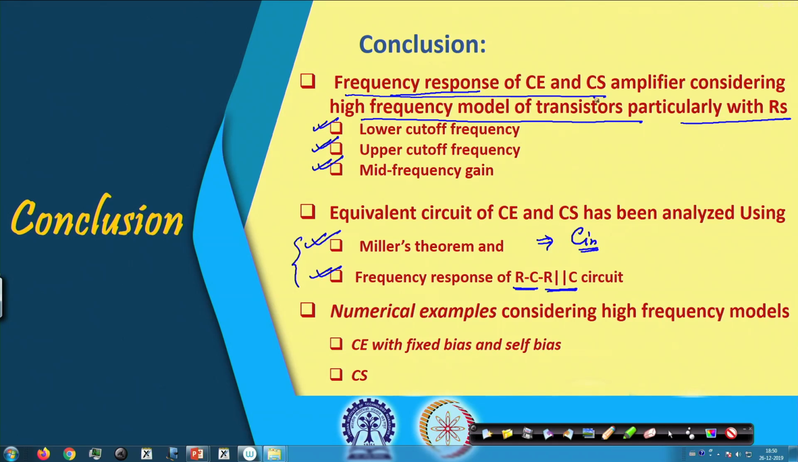So, we started with analysis and the expression of the poles, and later in the third part we considered numerical examples, particularly for the common emitter amplifier with fixed bias and the common source amplifier in detail. We have also given a hint of how to do a similar kind of analysis for a common emitter amplifier having self bias arrangement.